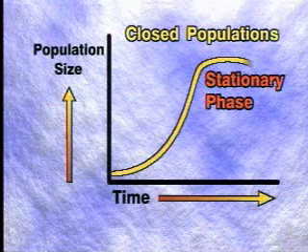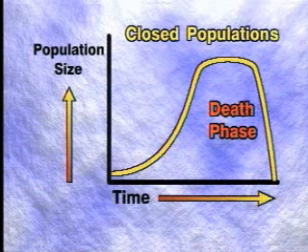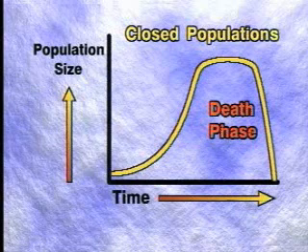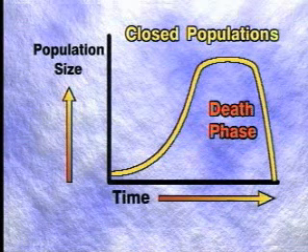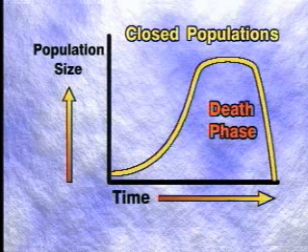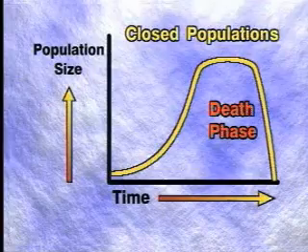On the following days, the food supply was probably close to being depleted, since there was a sharp decline in the population. Plus, there was a buildup of waste and a lack of oxygen. Soon after that, all the shrimp died. This is the death phase, where deaths exceed births.